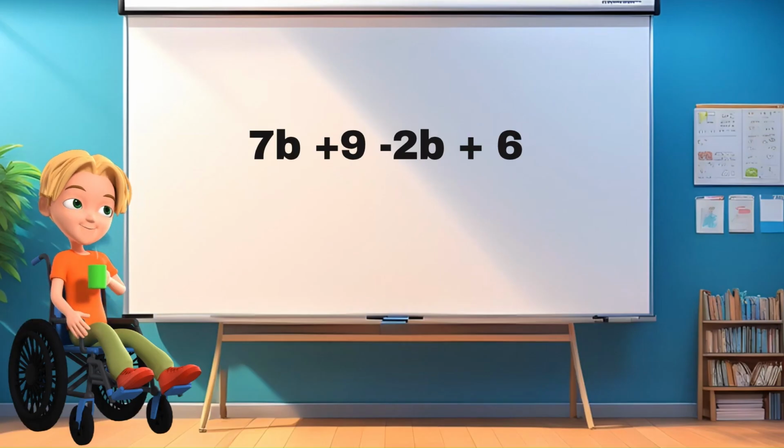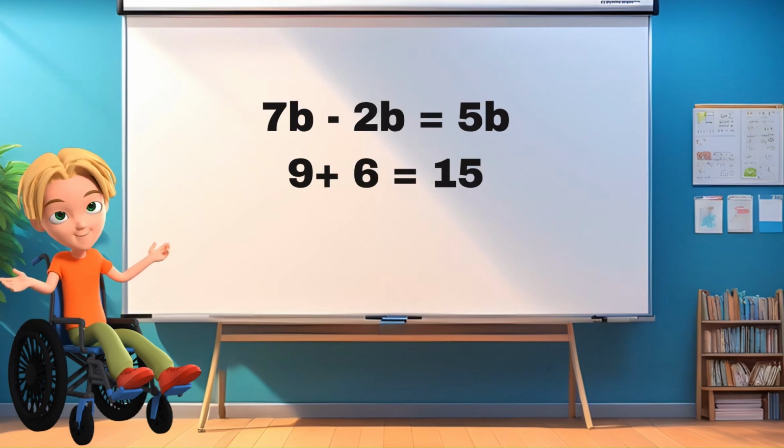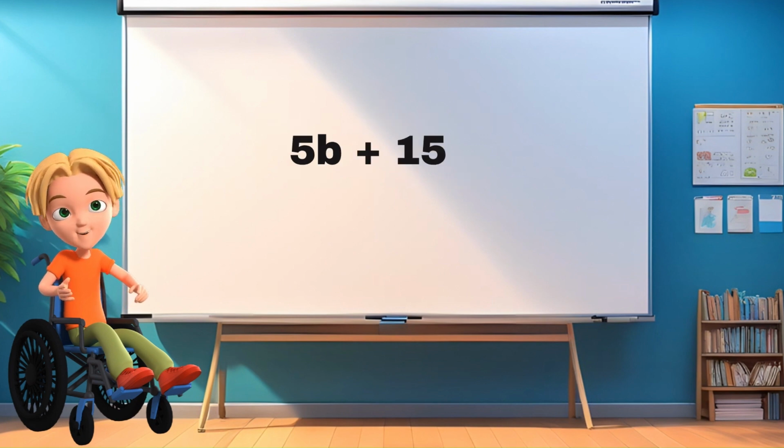This should be easy. We take away 2b from 7b, giving us 5b. 9 add 6 is 15. So, our answer is 5b plus 15.